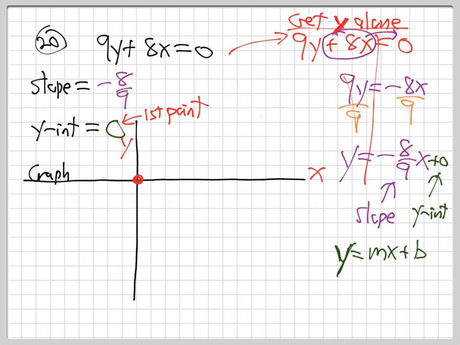We got to march off the slope, don't we? So the slope is rise over run. So you go down 8, 1, 2, 3, 4, 5, 6, 7, 8, down 8, and over 9, 1, 2, 3, 4, 5, 6, 7, 8, 9. There it is. There's the second point. See how the first one was the origin? Because the y-intercept was 0. And then down 8 over 9.